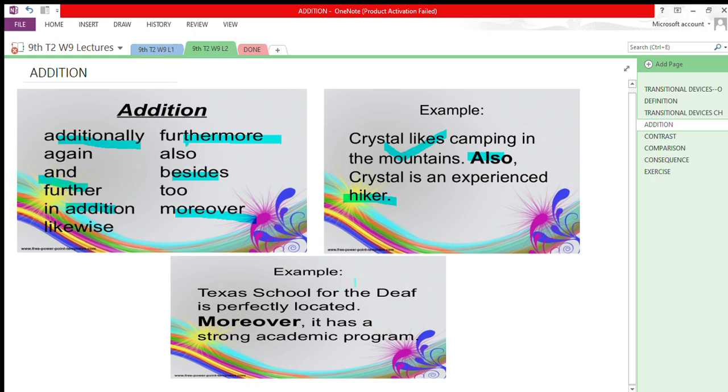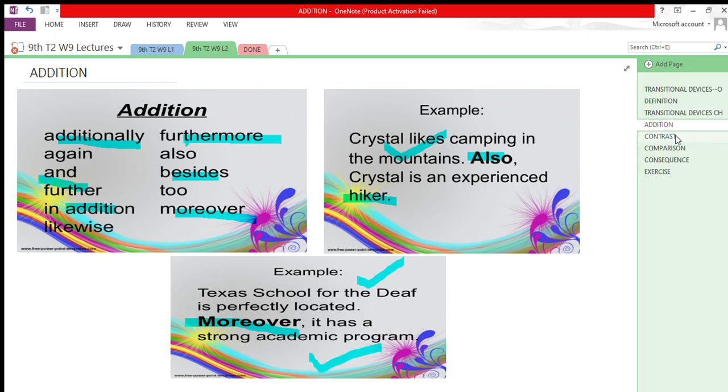Next, one more example is: Texas School for the Deaf is perfectly located. It gives us information about the Texas School for the Deaf. Moreover, now moreover is a transitional word which adds to the information which is given before. Moreover, it has a strong academic program.